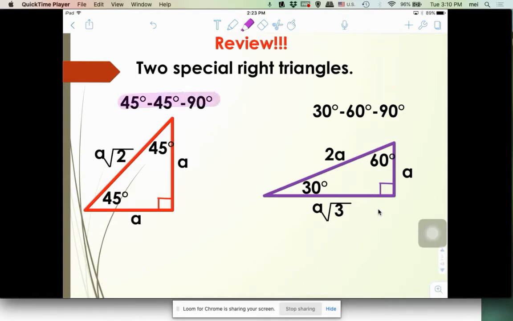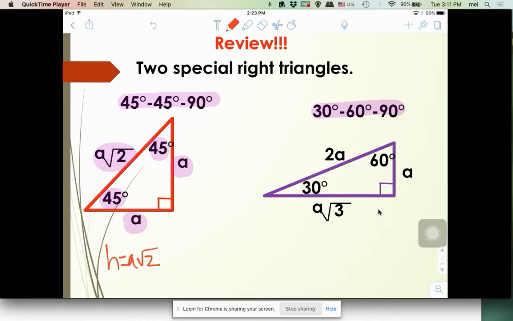Next, we're going to take a look at another review, which is the two special triangles. There's a 45, 45, 90, and also a 30, 60, 90. Those are both special right triangles that you should have learned about in geometry. The relationship between the sides of a 45, 45, 90 is that both legs are the same because it's isosceles, and the hypotenuse is radical 2 times the short side. So radical 2 times side A.